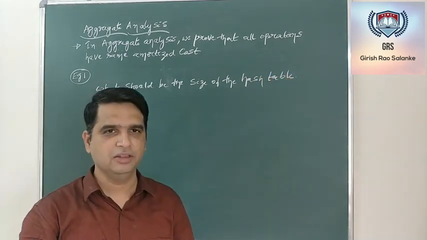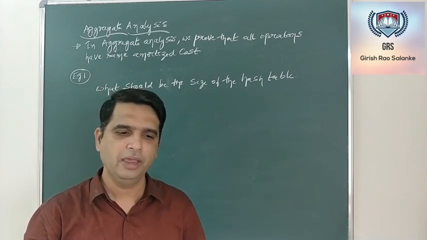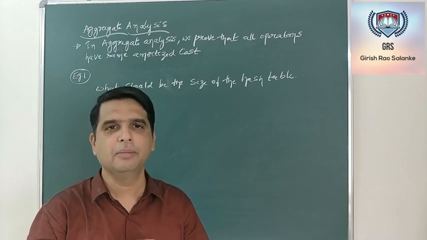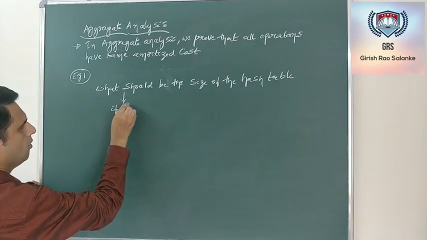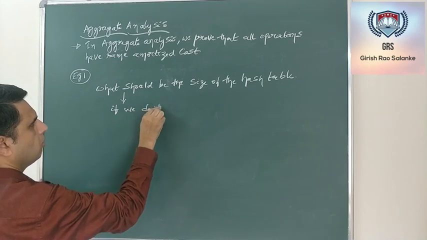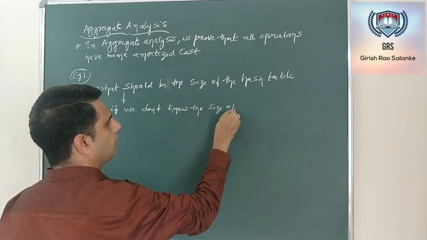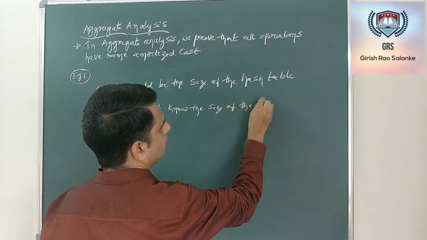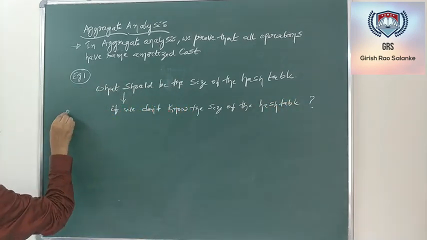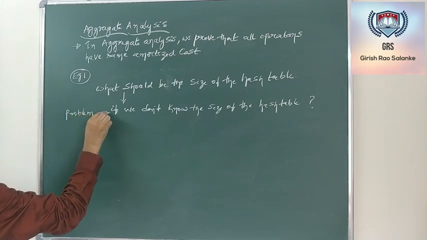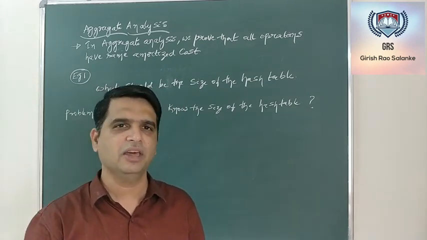Whether the hash table size should be big enough to hold all the elements, or whether the hash table size should be as minimum as possible. In the sense, if we don't know the size of the hash table, now what are we supposed to do? This is the problem. That means before inserting any element onto my hash table, I don't know what the size of the hash table is.